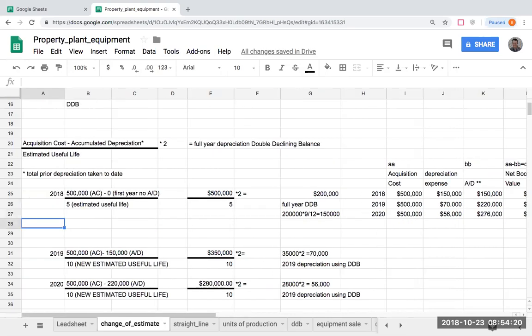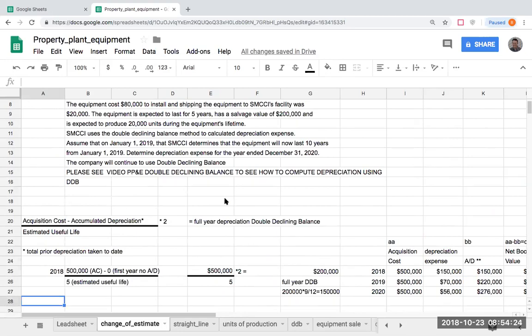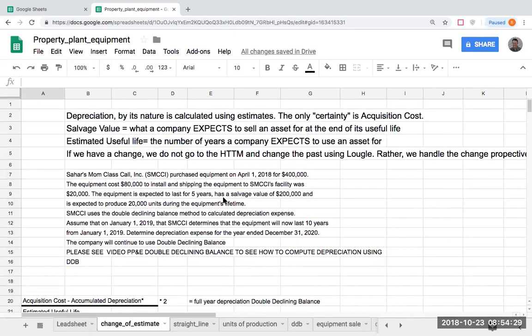So as a recap, the important thing about changes in estimates, remember, when we're dealing with depreciation, by its nature, it's using estimates. We're estimating the useful life. We are estimating the salvage value. The only thing we really know initially is going to be the acquisition cost. And remember, what we cannot do, we cannot go into the past and change what we've done in the past. We can only change what happens in the future.